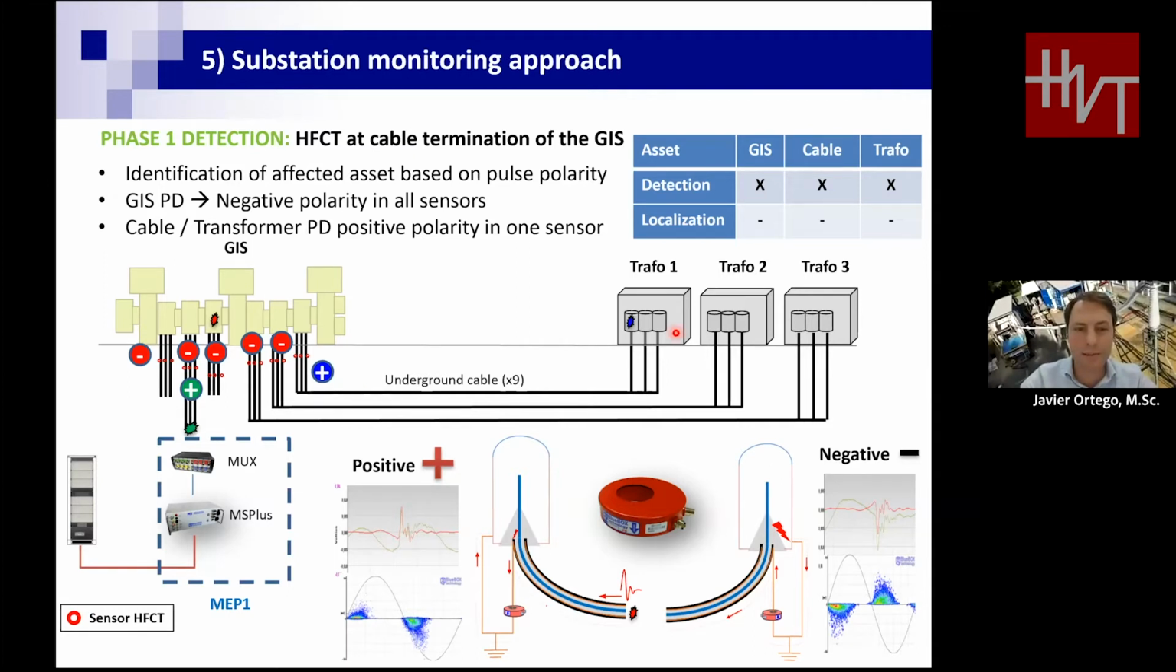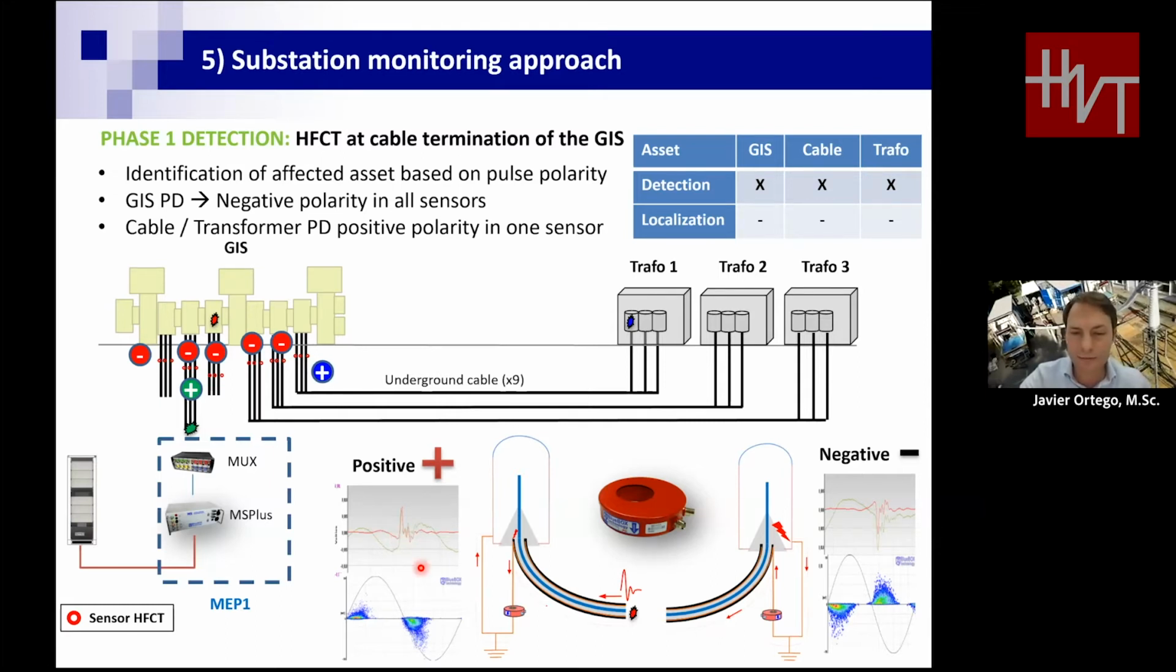We need only one box with the instrument and the multiplexer, and we will install sensors in all the cables connected to the GIS. With this solution, we will detect any PD that is traveling along the conductors, and we will be able to analyze the pulse polarity. The pulse polarity is defined by the polarity of the front of the PD pulse, in order to know the direction of the pulses that are traveling along the conductor.